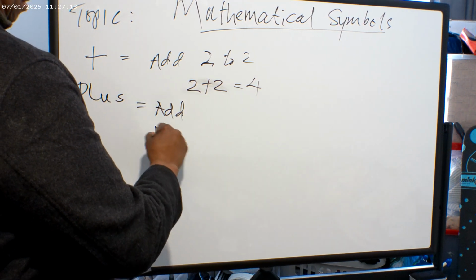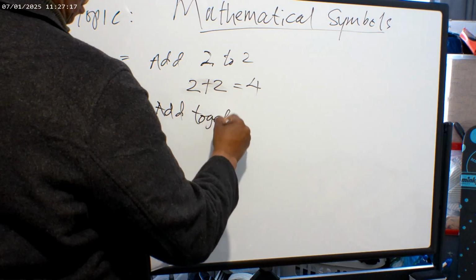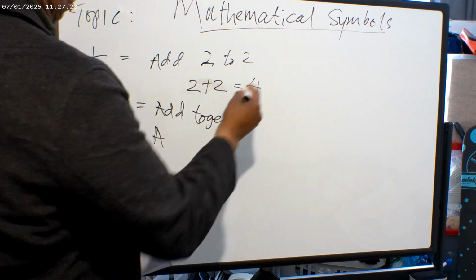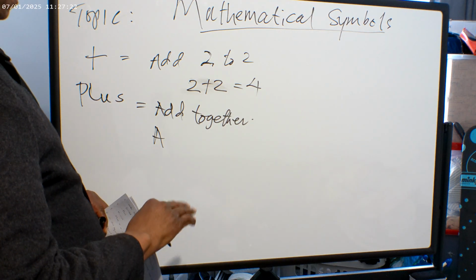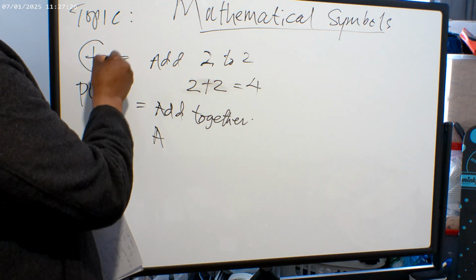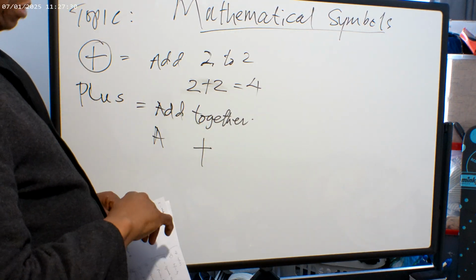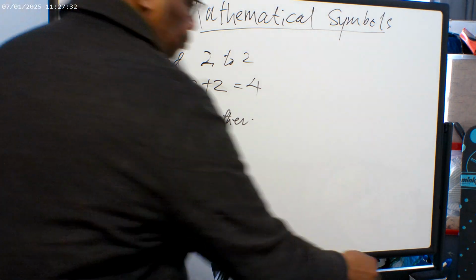Other people will say, well, you add together, so that you get the same answer. So that is the meaning of plus. And the sign is this, which is a cross sign. It means you have to add together.